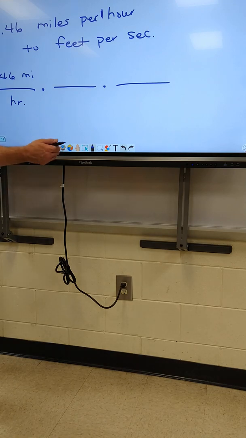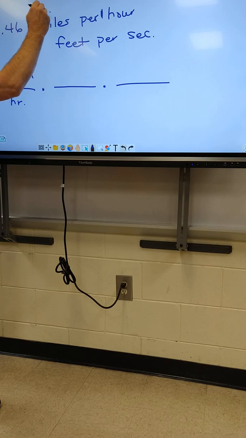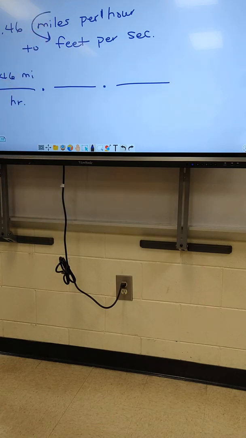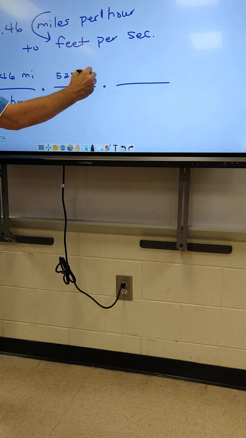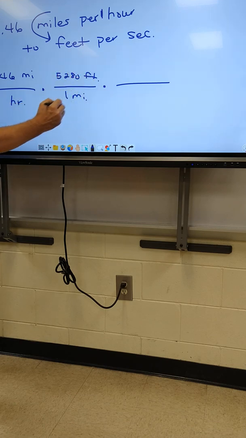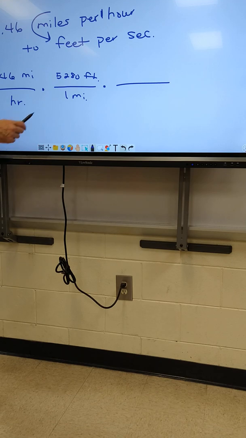All right, so here's the deal. We got to change miles into feet. So how many feet are in a mile? 5,280. 5,280 feet in 1 mile. Now, let me ask you something. How did I know that 1 mile had to go on the bottom? Why couldn't 1 mile go on top? Because this mile has got to cancel out with this mile, so I know it had to go on the bottom. Does that make sense? Okay. All right, write it down now.